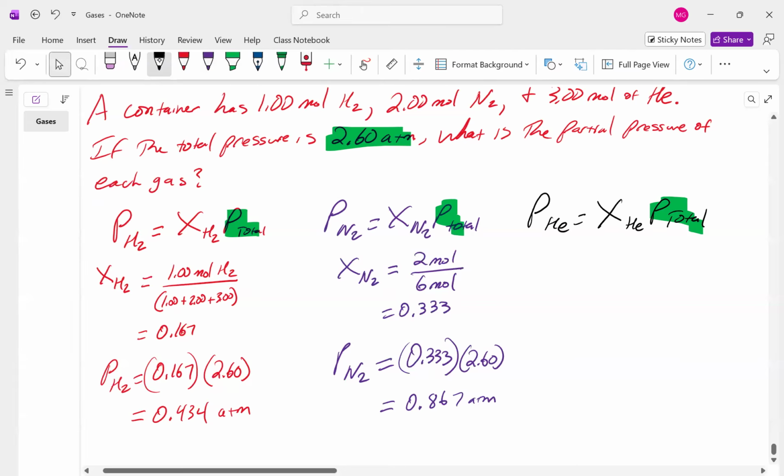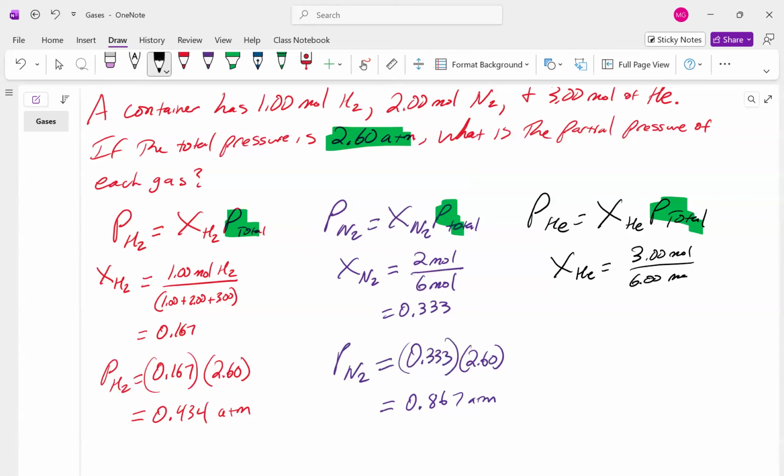And let's do this for helium. So the mole fraction of helium, we have 3 moles of it, and we have 6 moles total. So that is 0.5, or I'm sorry, not moles. The mole fraction is 0.5. And so we'll plug this in, and that comes out to 1.30 atmospheres.